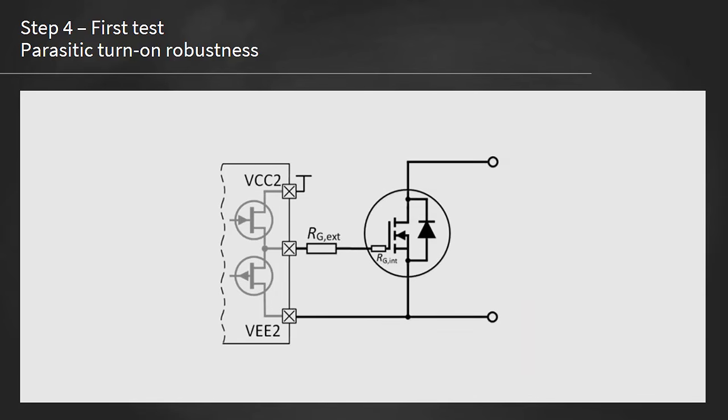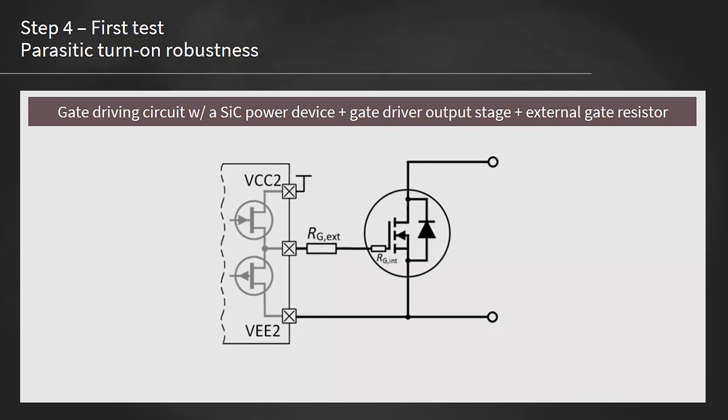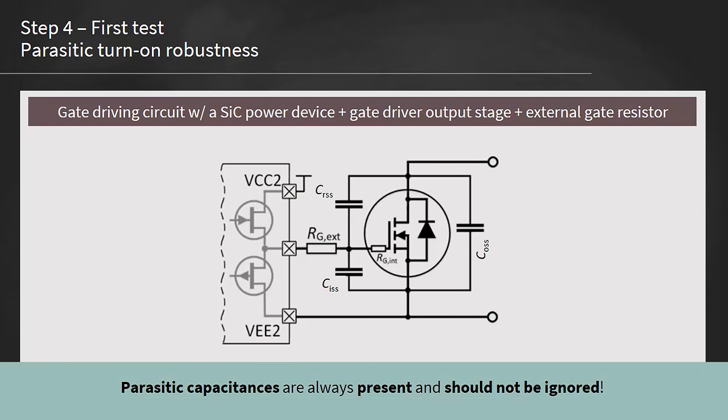As previously mentioned, the first test is about parasitic turn-on triggered by dV by dt. In this figure, you can see a simple gate driving circuit with a silicon carbide power device, a gate driver output stage, and an external gate resistor. Keep in mind that parasitic capacitances are always present and should not be ignored.